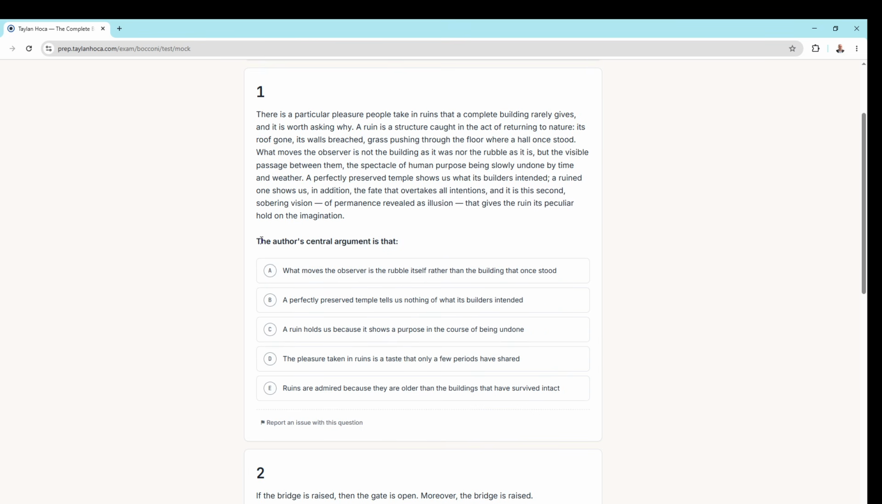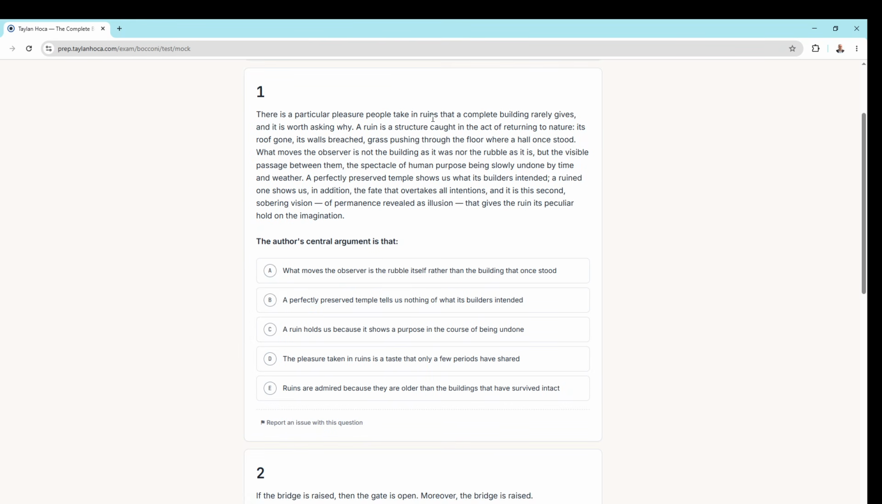Okay, this, first, always check the question. This is a central argument question, so therefore I must look for the central argument. This is not an "is it true or false" question. So, central argument. Therefore I'm gonna try to get a very general understanding of the text.